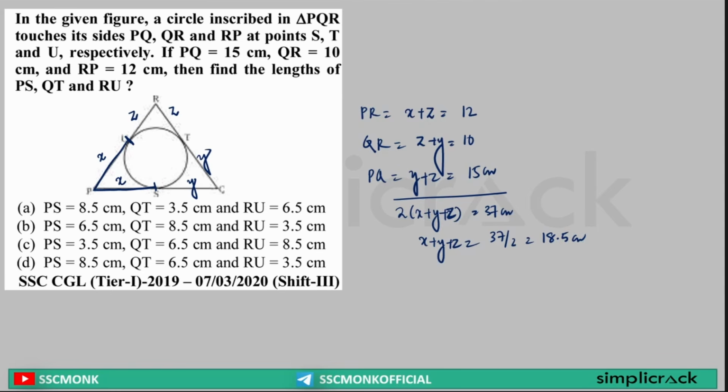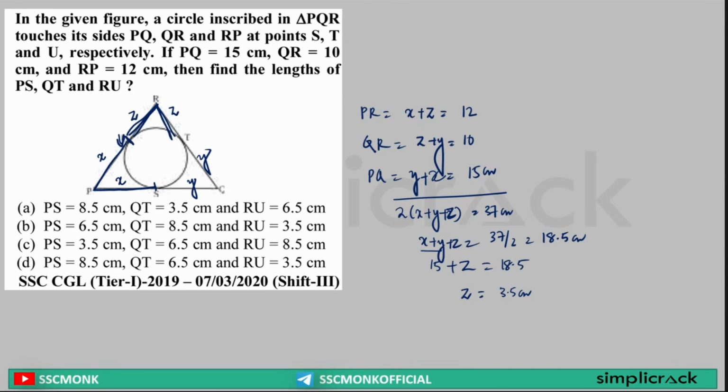But sir, X plus Y plus Z is 18.5. This is Y plus X, my bad. X plus Y is equal to 15 centimeter. So 15 plus Z is equal to 18.5 centimeter. So the value of Z is equal to 18.5 minus 15 is equal to 3.5 centimeter. This is my Z. So this part is 3.5. So the value of RU, because this point is U, RU is equal to 3.5 centimeter. Now how many options are there?